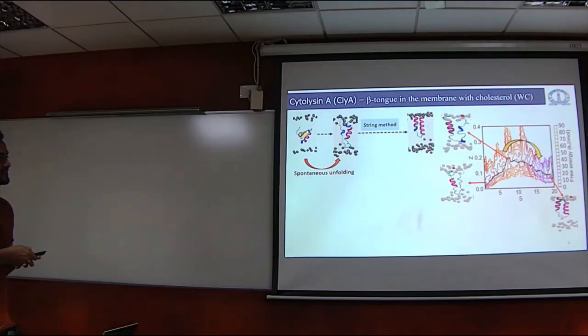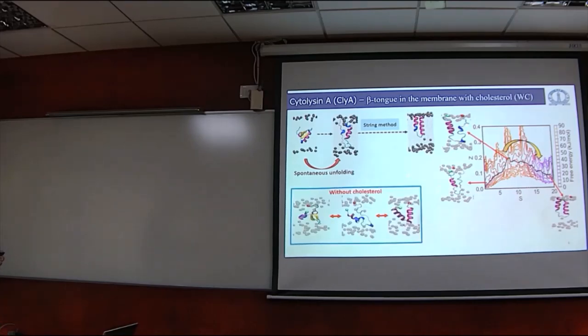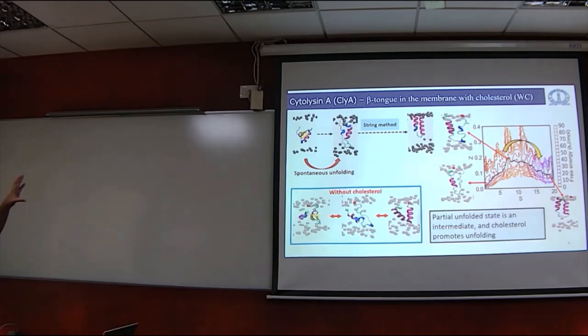This N terminus again has some helicity which remains intact, and finally it folds back to this, and the C terminus also slightly gets some helical content and finally folds back. So this entire mechanism is very similar to what we observed without cholesterol. So the take-home message of this slide is simply that the partially unfolded state is an intermediate state regardless of the membrane type, and the cholesterol promotes this unfolding.